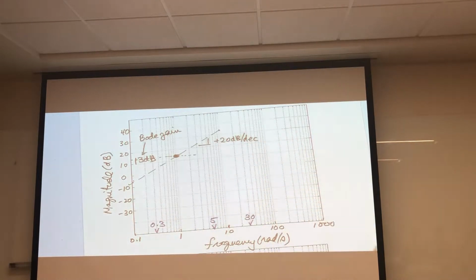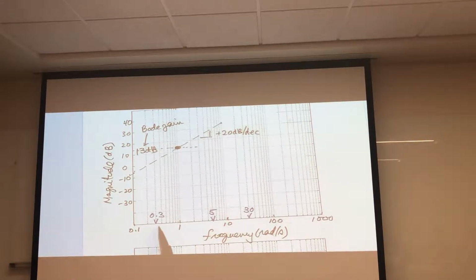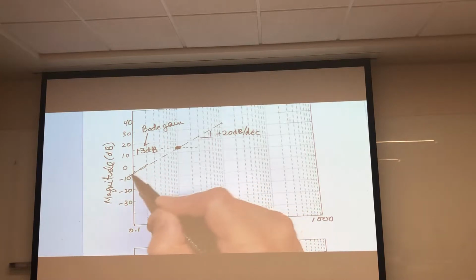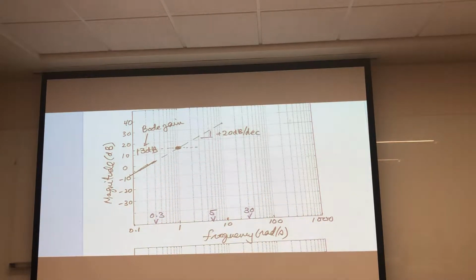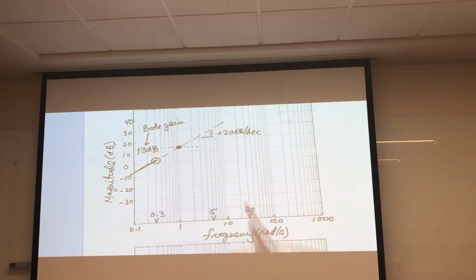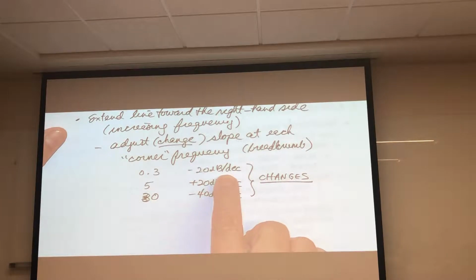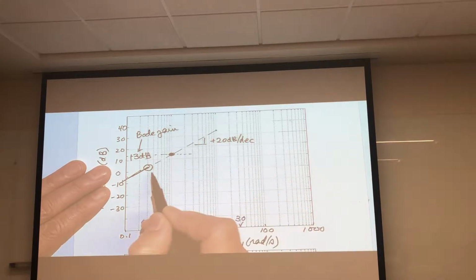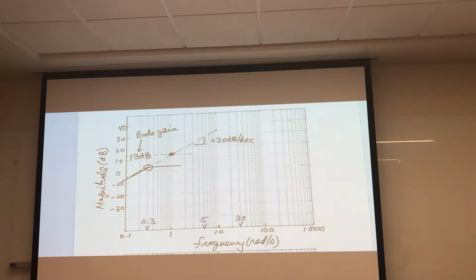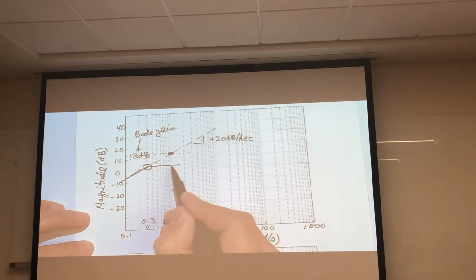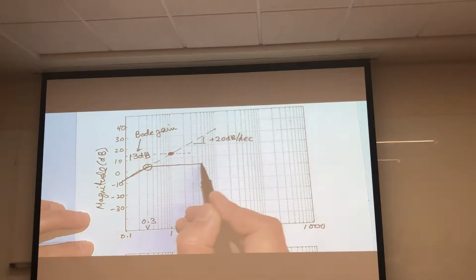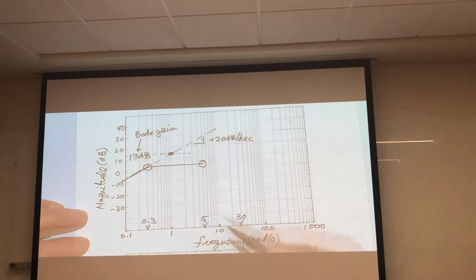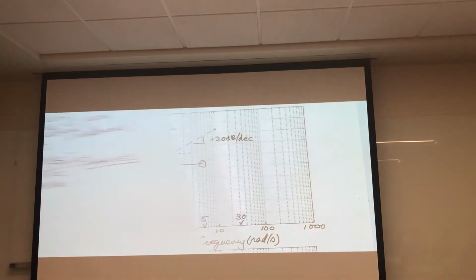I need to extend it until I hit a corner. Here's a corner, so I do this until I hit 0.3. Now I have to make a change right here, and it's a minus 20 dB per decade change. So now the new slope is 0 dB per decade. And I go out to 5: 1, 2, 3, 4, 5. Here's a breadcrumb, and at 5 the change is plus 20 dB per decade. So this thing starts rising again.